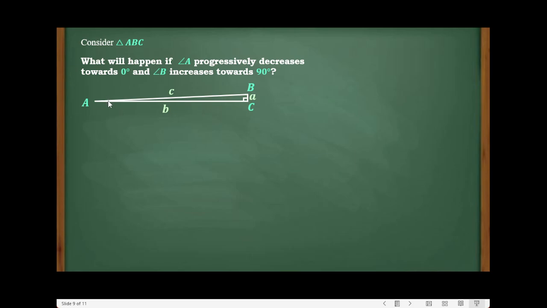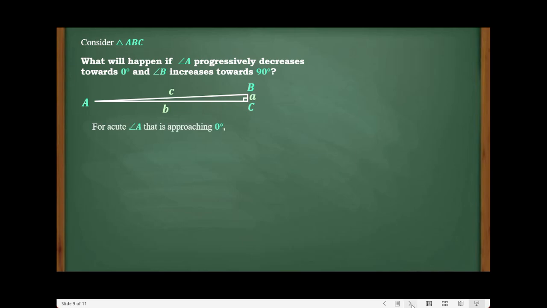As the opening of angle A decreases, the opening of angle B increases. Okay, again, as the opening of angle A decreases, the opening of angle B increases, meaning when angle A is decreasing, it approaches 0, and the angle B approaches 90 degrees. Now, what does this mean?